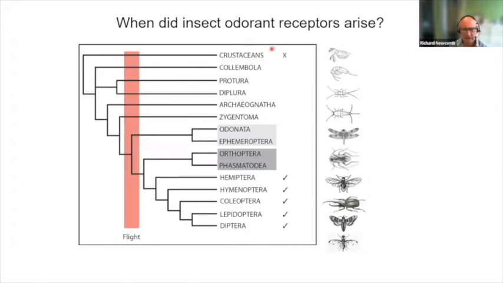So let's have a look, and we've used native New Zealand organisms so that we can use these genomes for other studies as well. If we have a look at crustaceans, this is Daphnia here, one of the first crustaceans to be sequenced. There are no odorant receptors within the genome. They can smell, and they use other receptors to do it, but they have a very small repertoire of these other receptors. And certainly there are none of these insect odorant receptor type receptors in their genome.